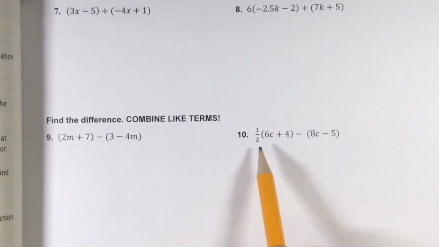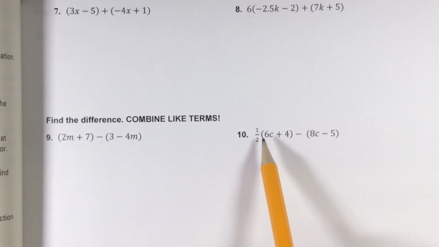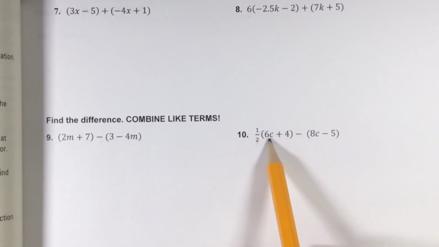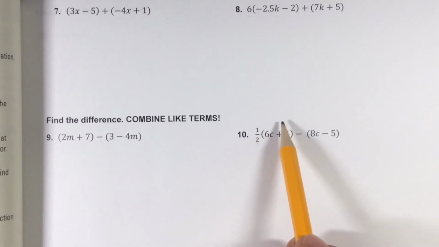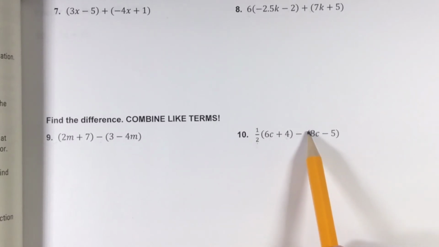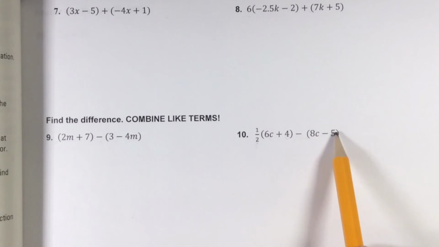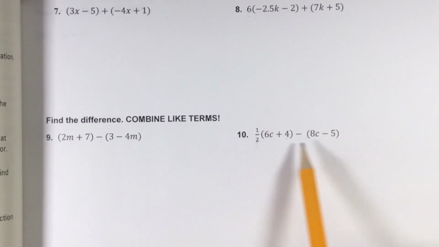And number 10, you have to distribute 1/2. So remember, 1/2 times 6c and 1/2 times 4 is the same as saying 1/2 of 6c and 1/2 of 4. And don't forget to distribute this negative 1 to 8c and to negative 5. When you're all done with that, combine like terms.